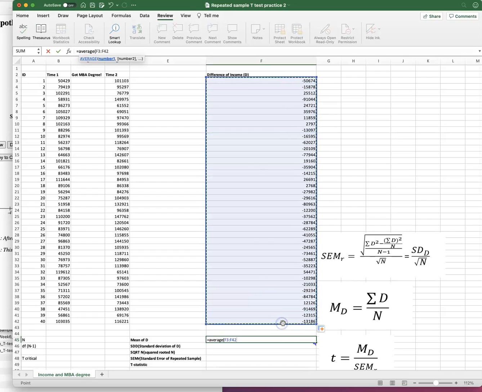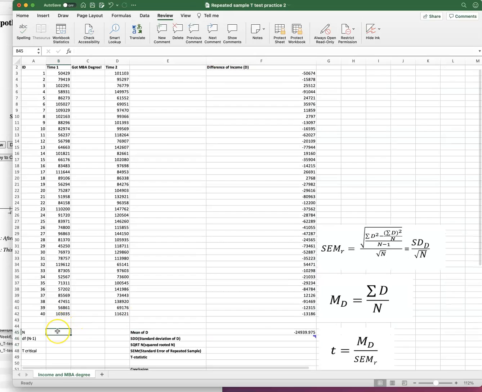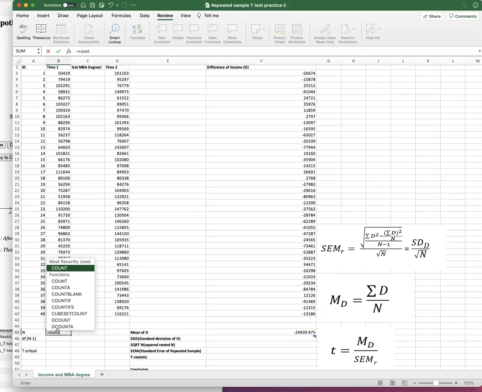Okay, so the mean of the difference is calculated by this number, and then the number of cases is the count of the number of cases, and you may know degrees of freedom is n-1.